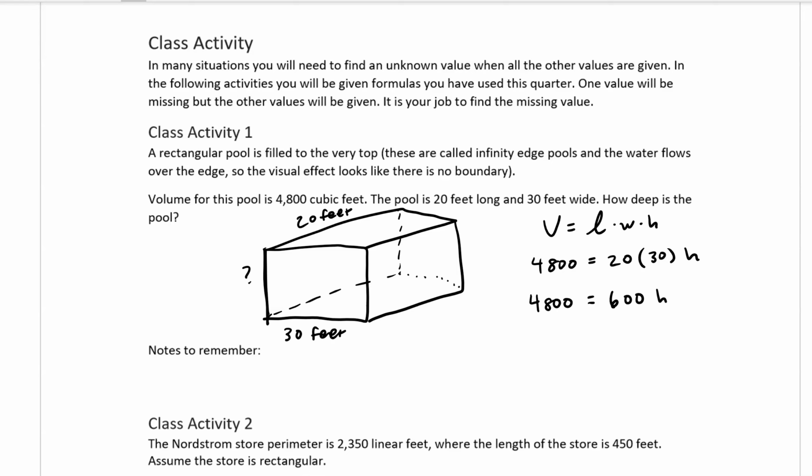Now, in order to figure out what the height is, we can divide both sides by 600. And as long as I do it on one side and I do it to the other, they will remain equal. And the 600 and the 600 will divide. And 4,800 divided by 600 is 8. So that means that the depth of the pool is 8 feet.